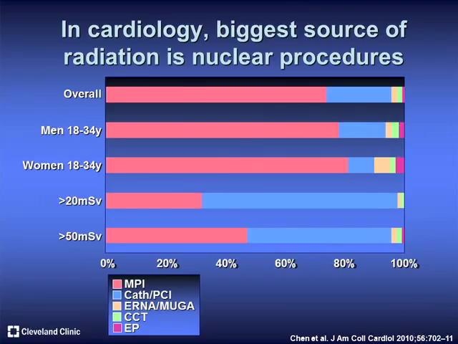In fact, this is a good segue to Dr. Jaber's talk. In cardiology, the biggest source of radiation is nuclear procedures. This is data published in 2010. This is not our data. This is what has been published in JACC. Basically, overall, 70% of all radiation that patients get comes from nuclear procedures.